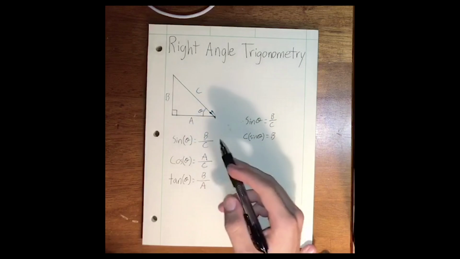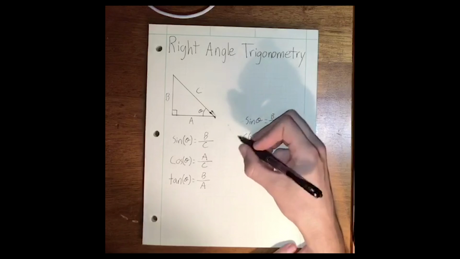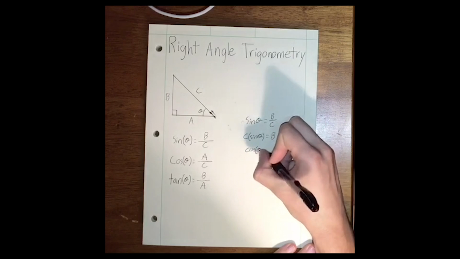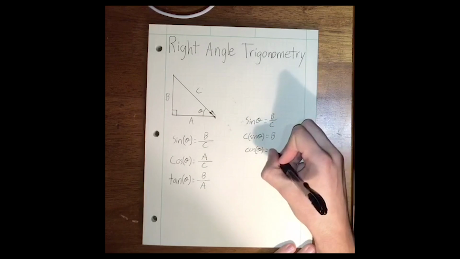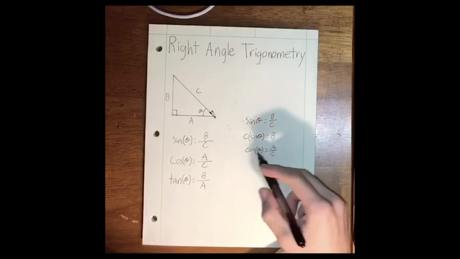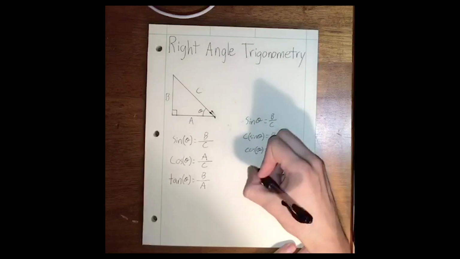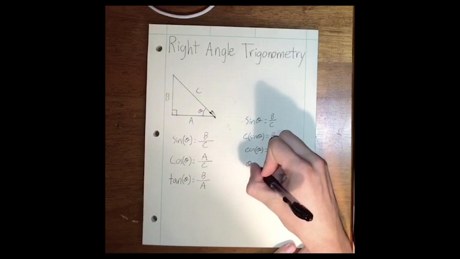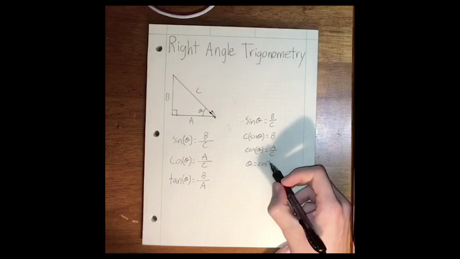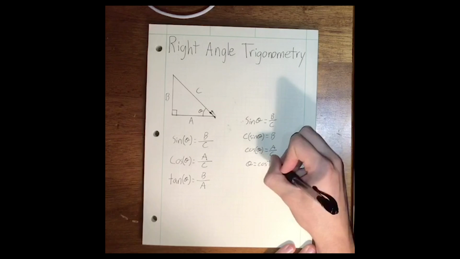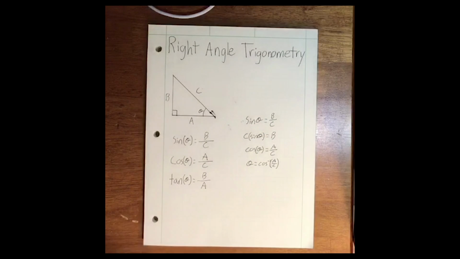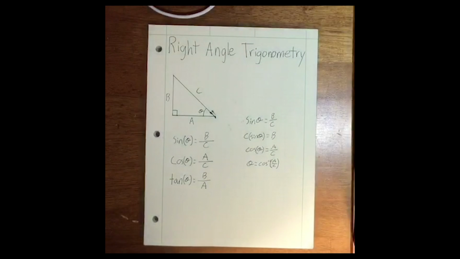If you're trying to find the angle and you know 2 sides, we can use cosine for this one. So we have cosine of theta equals A over C. You're then going to take the inverse cosine of both sides. Theta equals cosine to the -1, and that stands for the inverse of A over C. And that is basic right angle trigonometry.